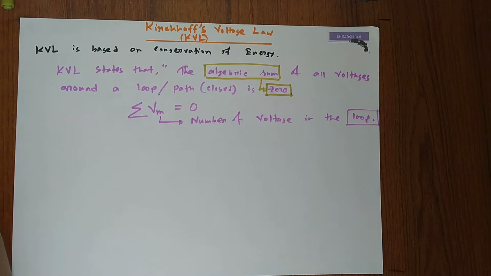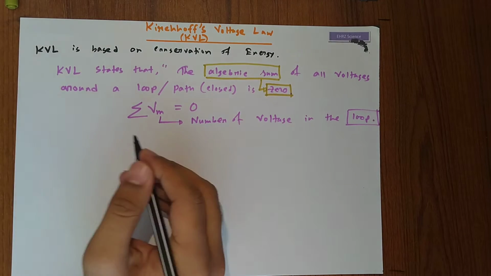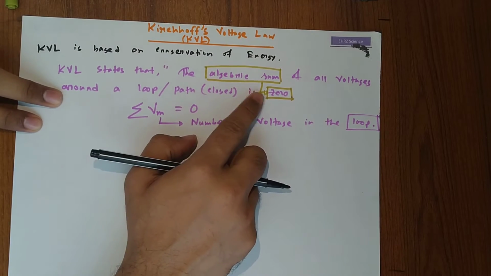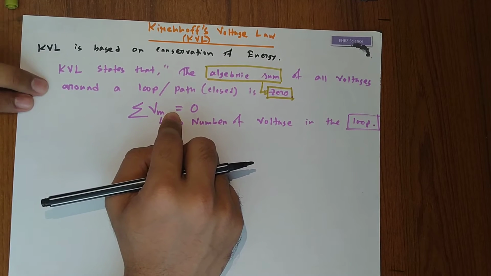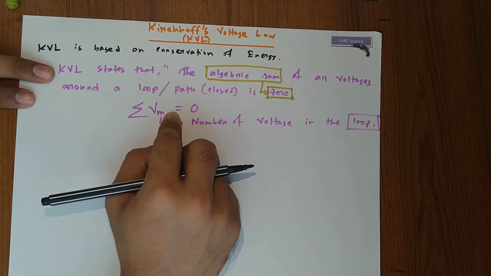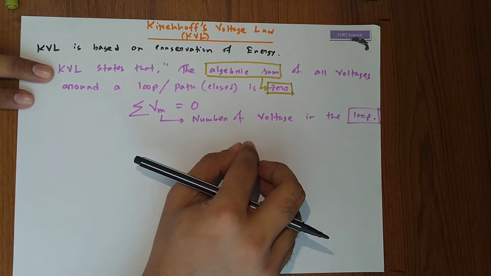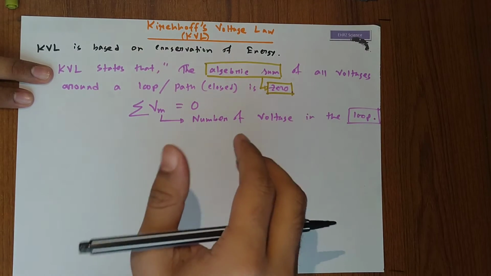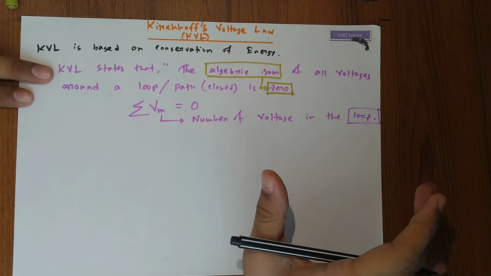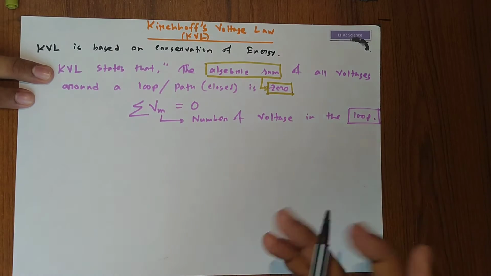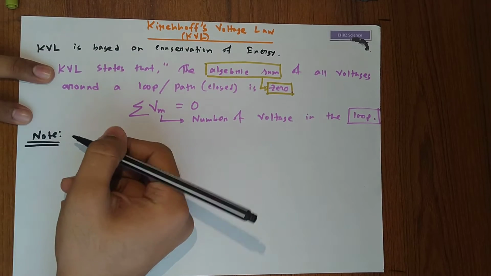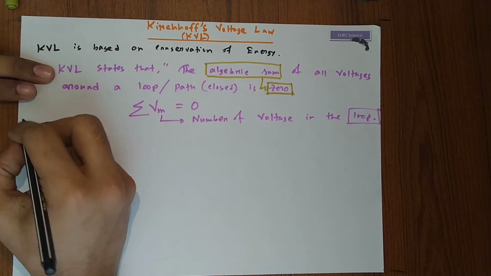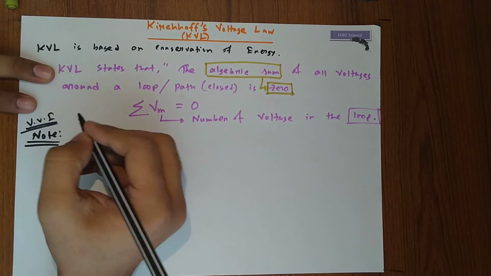Now, since the algebraic sum is 0, in a loop, if there are multiple voltages, then some voltages have to be positive and some voltages have to be negative. Now, how can anybody understand which voltage source will have a positive sign or which voltage source will have a negative sign? I'm giving you a note here. This is very important. Okay, this note is very important.